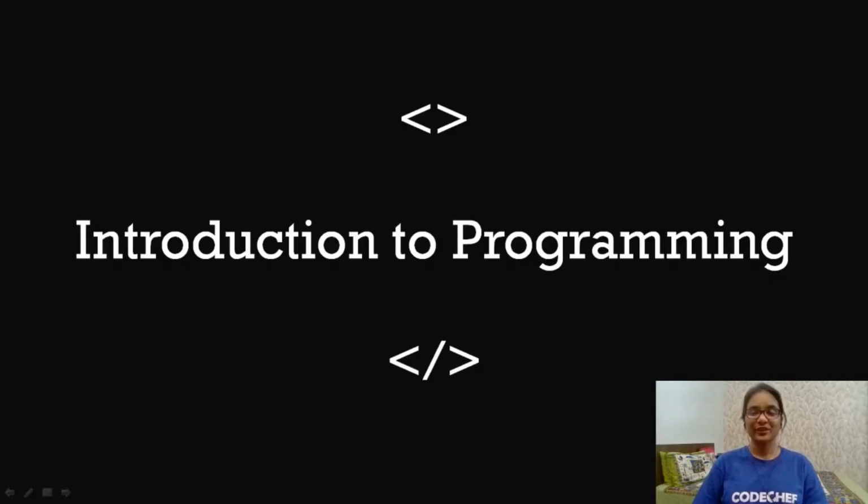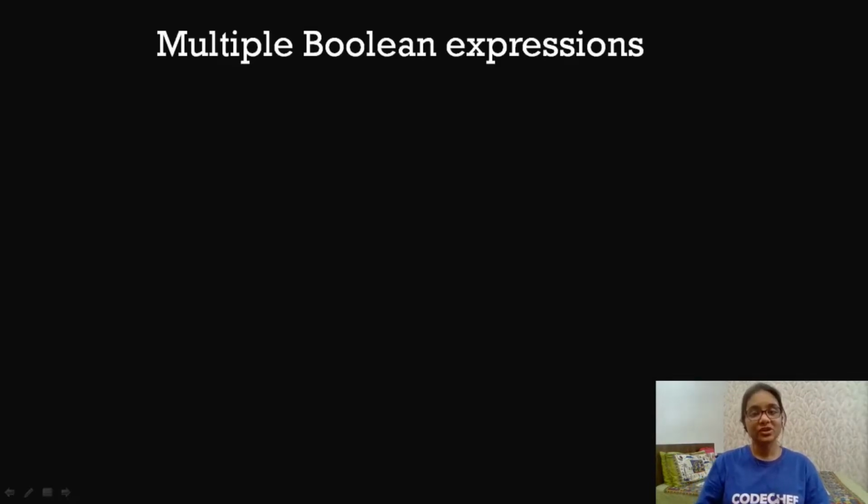Welcome back to the course Introduction to Programming. In the previous video, we discussed relational operators, which were used when the answer to a particular question depended on a single condition. For example, finding out whether a number is even or odd, where we just had to check whether the number is divisible by 2 or not. That is a single condition on which our answer depended. But now we are talking about a scenario where we have multiple conditions to consider in order to reach our answer. In that case, we will have multiple Boolean expressions.